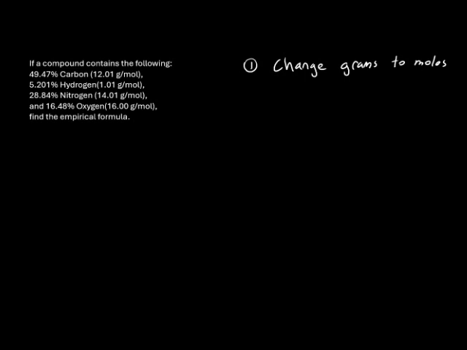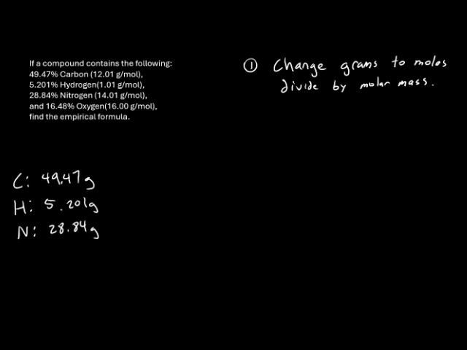In order to change grams to moles, we will divide each of our starting numbers by the molar masses that we've been given. We'll begin with 49.47 grams of carbon, 5.201 grams of hydrogen, 28.84 grams of nitrogen, and 16.48 grams of oxygen. Now this question gives you the molar masses right after the percentages. If you didn't know these, you could, of course, go to the periodic table.